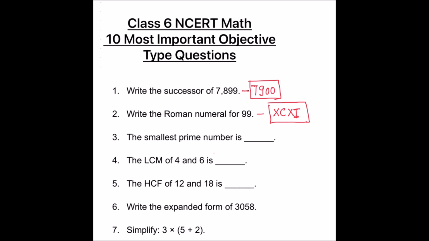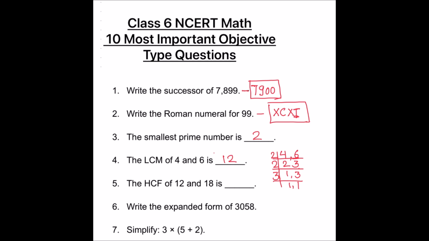Third question is the smallest prime number is. The smallest prime number is 2. The next is the LCM of 4 and 6. So let's find the LCM of 4 and 6. 2 times 2 is 4. 2 times 3 is 6. Now we'll take 2. 2 times 1 is 2. 3 will be as is. And 3 times 1 is 3. So the LCM will be 2 times 2 times 3, which is 12.